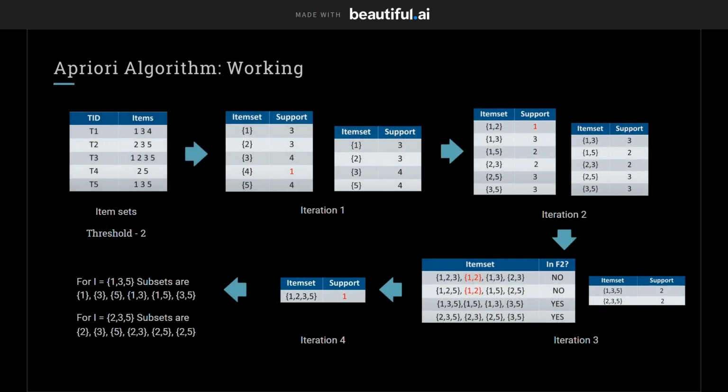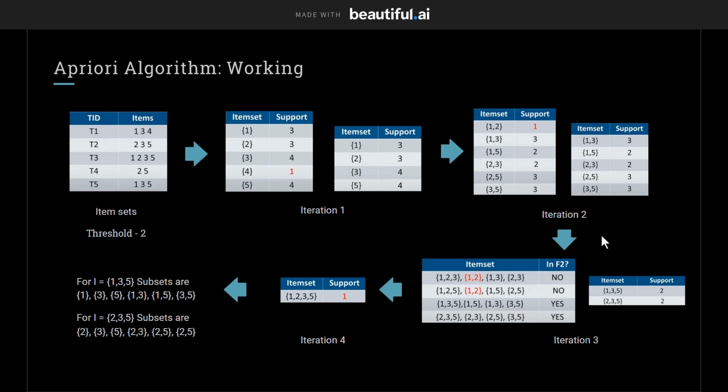So if we consider the following transactions, T1, T2, T3, T4, and T5. In iteration 1, we calculate the support for the item sets with size 1. And here we see that 4 has a threshold which is less than 2. So we discard the value 4. Then we move on to iteration 2, where we calculate the support for item sets of size 2, and we discard any item sets with threshold less than 2.